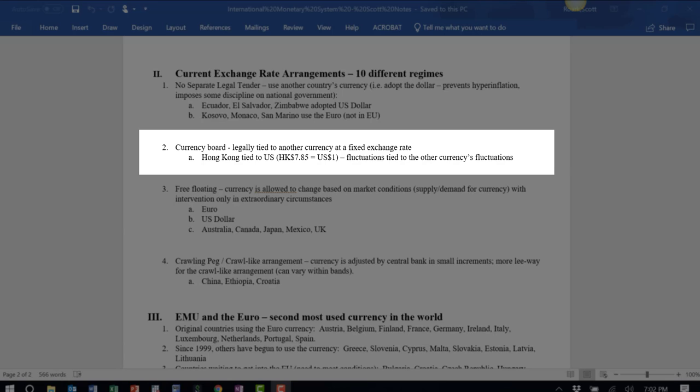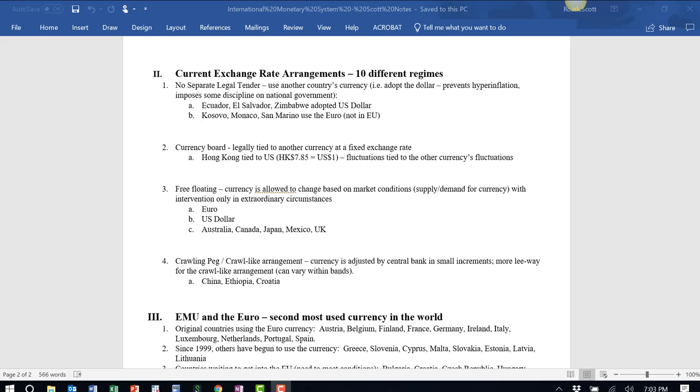And so when the dollar is going up, the Hong Kong dollar will be going up as well. It'll be appreciating. So it's again tied to the currency of another place, and the currency board is a group that manages that. It's a Hong Kong collective, basically like the central bank, that's setting that peg and making sure it stays at a fixed exchange rate.